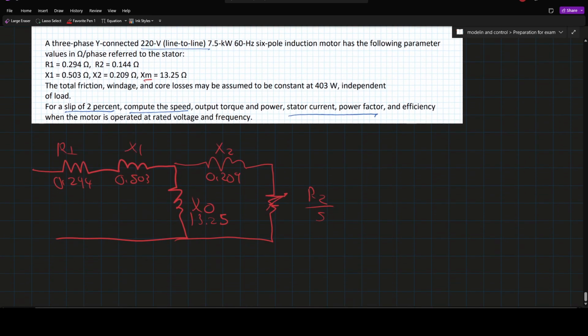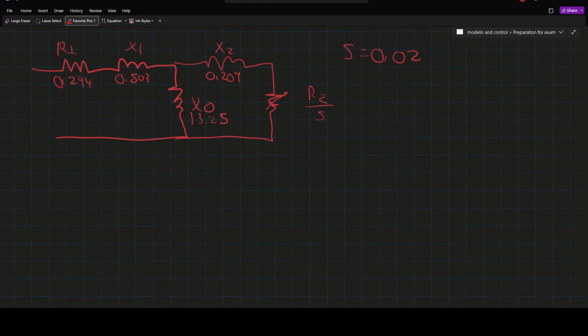Okay, they are telling us that we have a slip of 2%. So the slip is this. And they are asking us to compute speed. So again, our synchronous speed ns is 120 times the frequency over the number of poles. We have 60 hertz, but now we have 6 poles. So this gives us 1200 RPM.